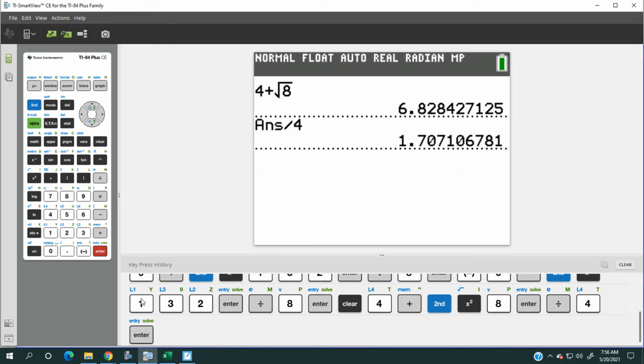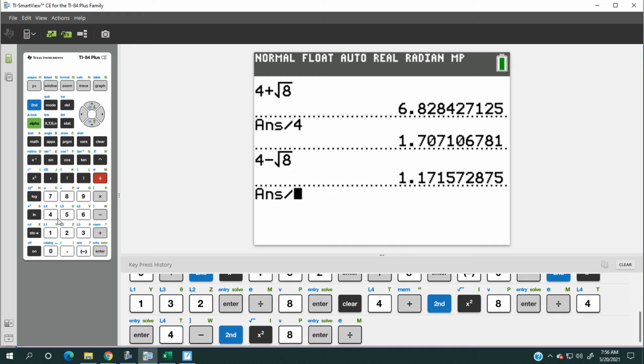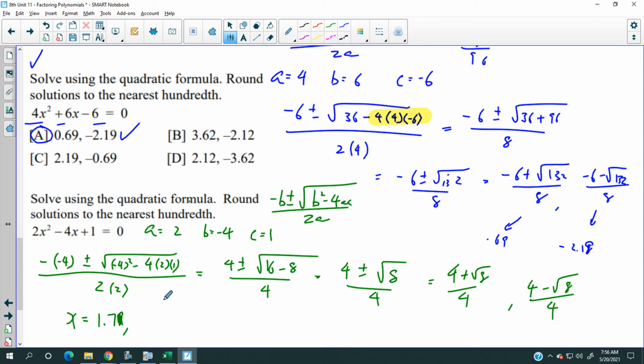And then what's the other one? It's 4 minus square root of 8, right? 4 minus radical 8, enter, divided by 4, yeah. What is that, 0.29? Yes, 0.29, all right, okay. 0.29. Now, meaning, if you were to graph this, those would be your two solutions, okay? All right, okay, that's it.